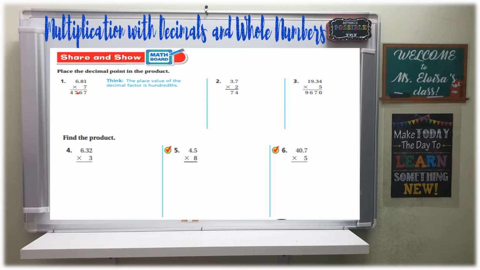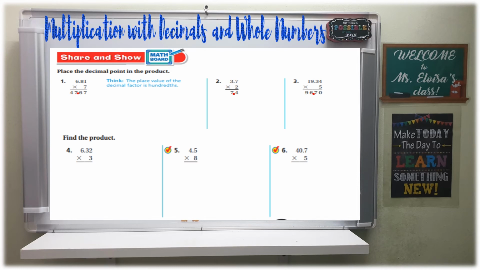Where do you think we should put the decimal point? You're right. We will put the decimal point between 7 and 4 since we have one decimal place in our factor. How about number 3? Where should we put the decimal point? That's right. We will put the decimal point between 6 and 7. So our product will be 96.70.